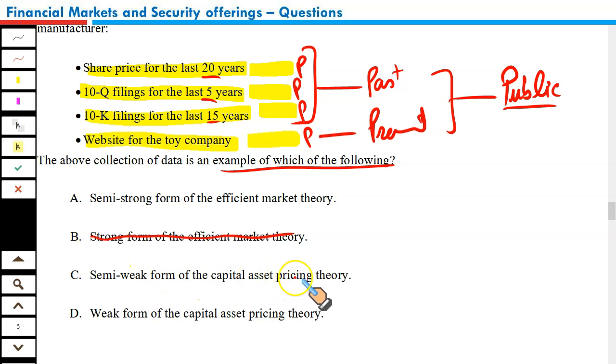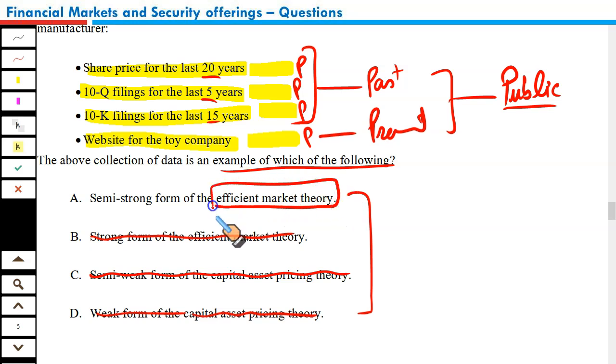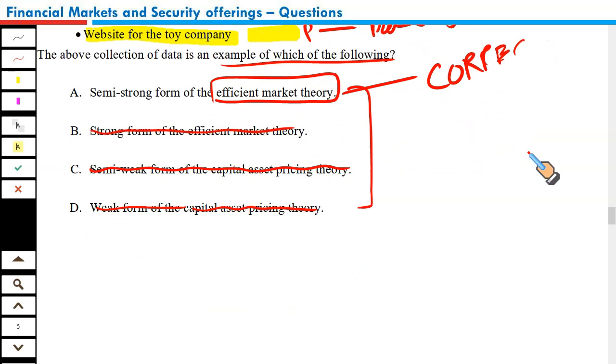Semi-weak form of capital asset pricing theory, a ridiculous statement. There is no such thing. Now we are confused between A and B. Look at this. Semi-strong form of the efficient market theory. Weak form of the capital asset pricing theory. So there is no such capital asset pricing theory. So it's going to be semi-strong form of efficient market theory, or the efficient market hypothesis. So that makes A the correct option. So this was A. Good question. Clearly a very nice one.